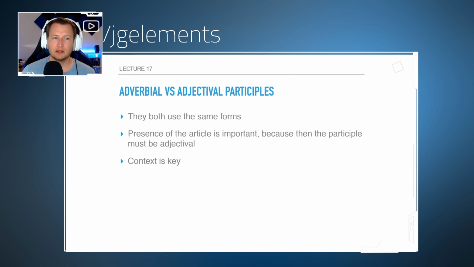So, in summary, adverbial and adjectival participles use the same forms. Nothing changes there. You still use the same participle morphemes, tense formatives, all that jazz. The presence of the article is important because then the participle must be adjectival. It can't be adverbial if it has an article attached to it. Okay? But if there is no article, it could be adjectival, it could be adverbial. Context is key. So the mighty context is going to be crucial for helping you understand the participle.